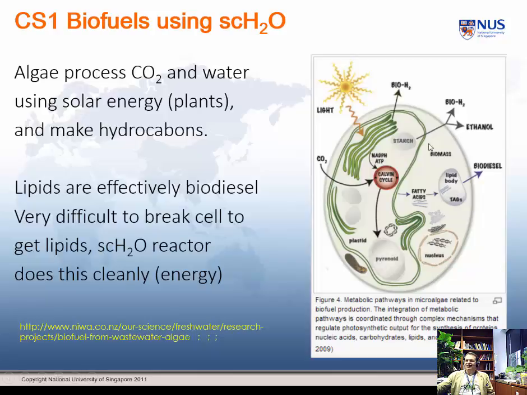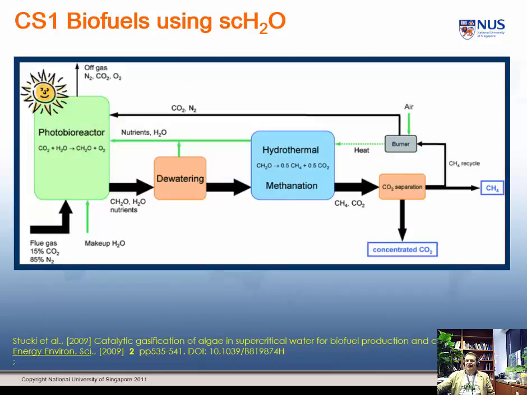The way this is done is you can use quite clever techniques to have a concentrated algae stream in the water, and then you run it through a supercritical water reactor. It very cleanly breaks this up and separates the biodiesel from just about everything else. It's a very clever sort of reactor.